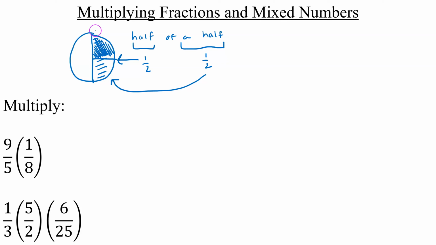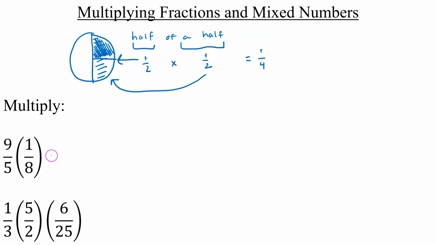Now you can see visually that half of a half is 1/4. But what we need to figure out is how do we show that mathematically. So we want to do 1/2 times 1/2. And in order to get our answer 1/4, what you do is you multiply the numerators. 1 times 1 gives us 1. And you multiply the denominators. 2 times 2 gives us 4. So let's try some examples.